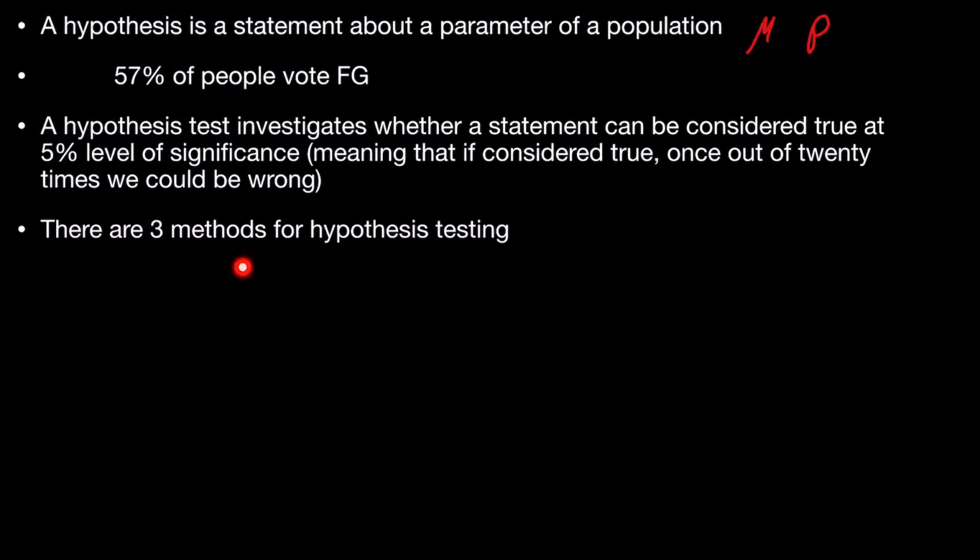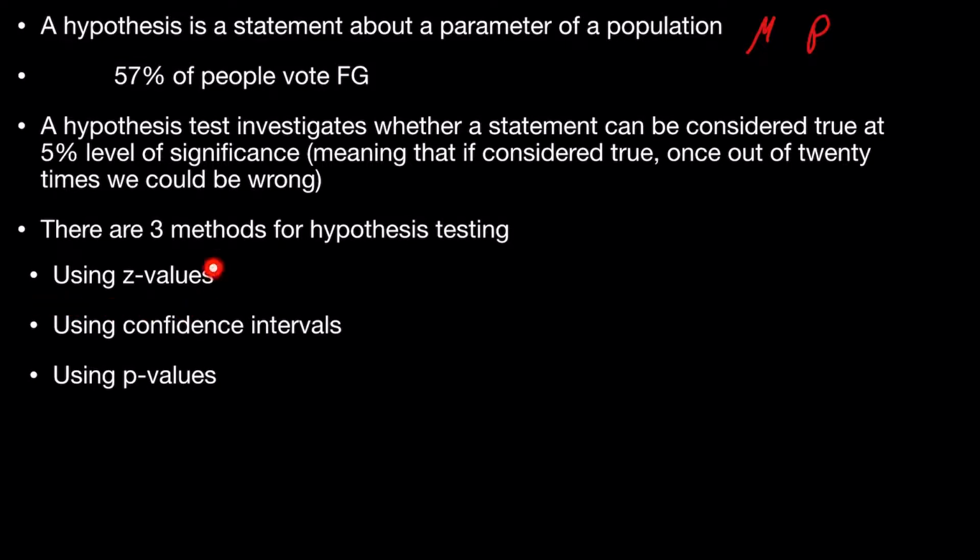Anyway, there are 3 methods that we need to be familiar with for hypothesis testing for the Leaving Certificate. So the first one is using z-values, the z-scores that we already know how to calculate. The second one is using confidence intervals, so you probably recall that from more recent classes. And finally, using p-values, which are slightly new, but not by much. It's just a slightly different flavor of the z-values.